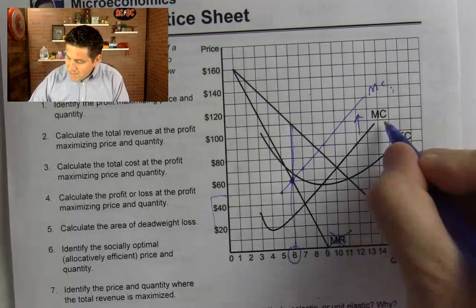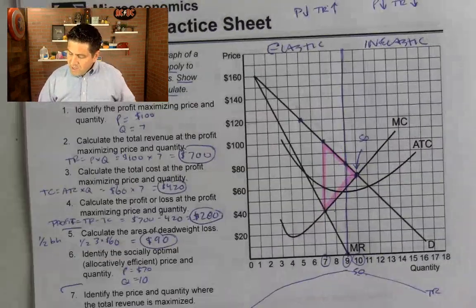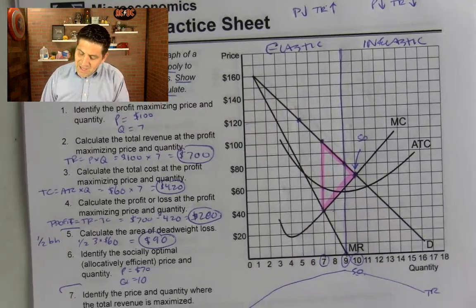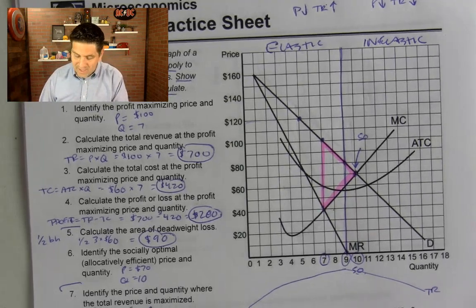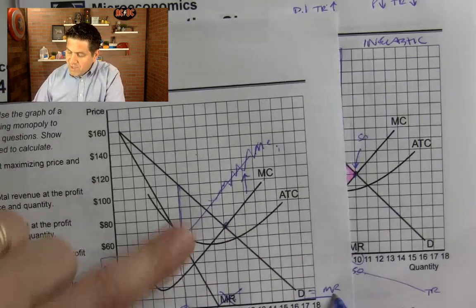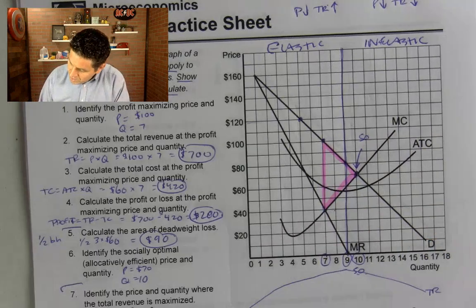MR hits the MC right here. Ignore this cost thing, because it says right here, identify profit maximizing price and quantity if this monopoly figures out a way. If you got confused on this, don't be. I am assuming this tax is gone, so don't worry about the tax at all. Just understand that demand equals marginal revenue. If you get that, you understand this right here is the new quantity.